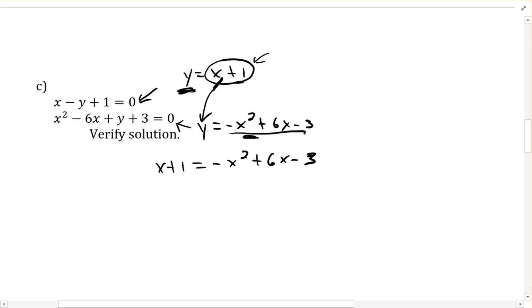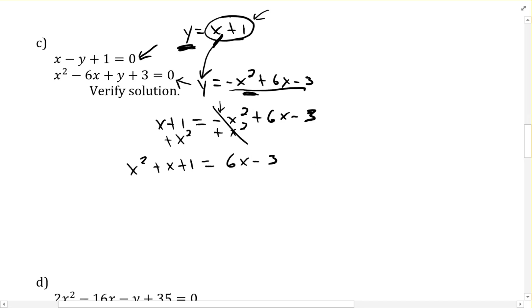So looks like we need to get everything to the same side. I'm going to move everything to the left side because I don't like that negative out front of the x squared. I'd rather it be a positive. So let's just move everything to the left. Now that'll make that positive. So add x squared to this side. They cancel. So plus x squared. So I've got x squared plus x plus 1 is equal to 6x minus 3.